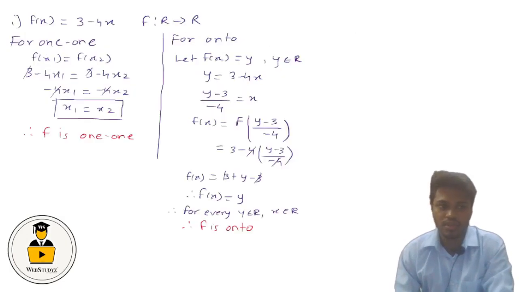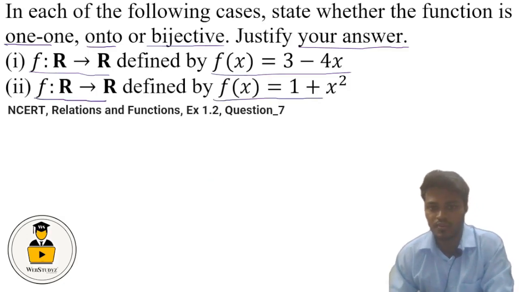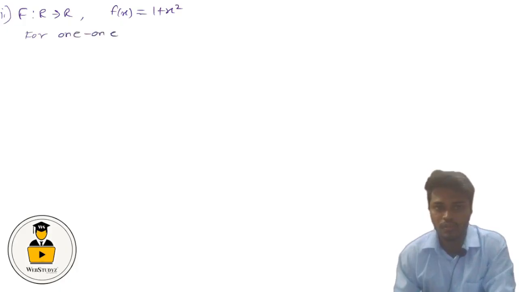Now similarly, we will check for the second function. We have a function from R to R and the function is f of x equals 1 plus x square. First we will check for one-one. Here we again assume that f of x1 equals f of x2. So 1 plus x1 square equals 1 plus x2 square. The 1 gets cancelled, so x1 square equals x2 square.